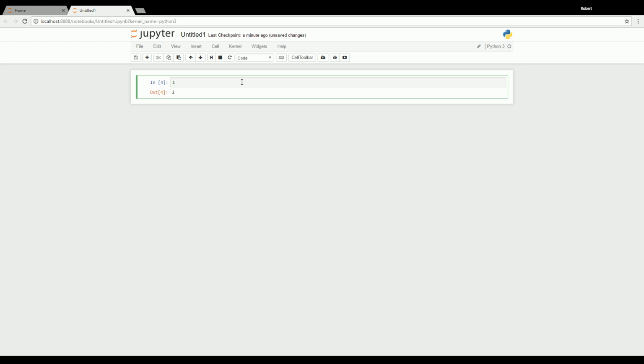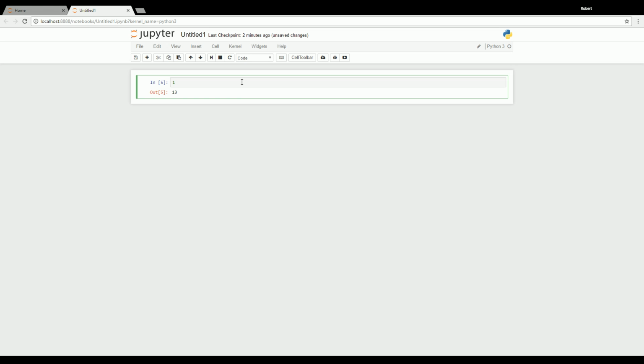We could do 1 plus 3 times 4. And it's going to do it in a normal order of operations way. So remember PEMDAS: parentheses are executed first, followed by anything with an exponent, followed by multiplication, division, addition, and subtraction, left to right. So that's most of what we're going to be covering.